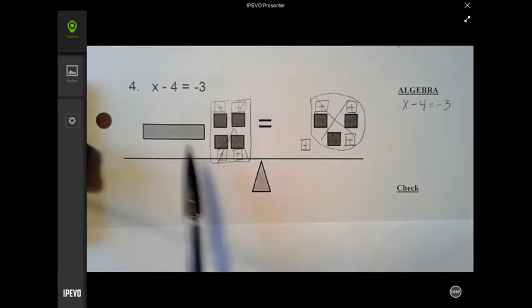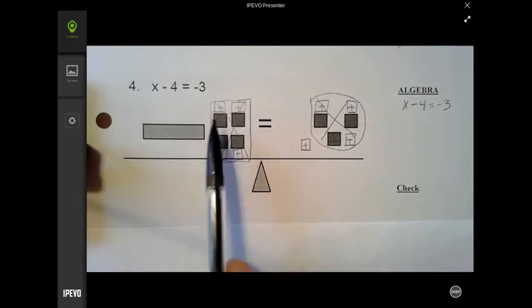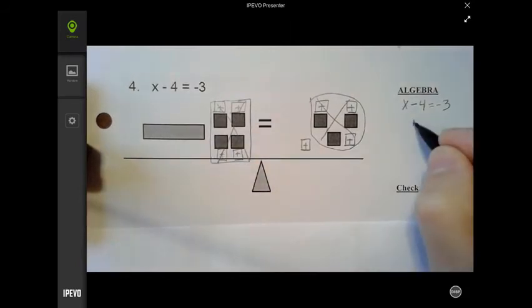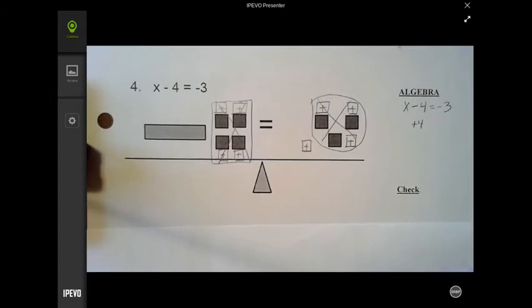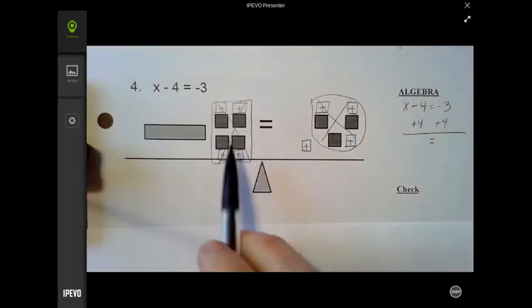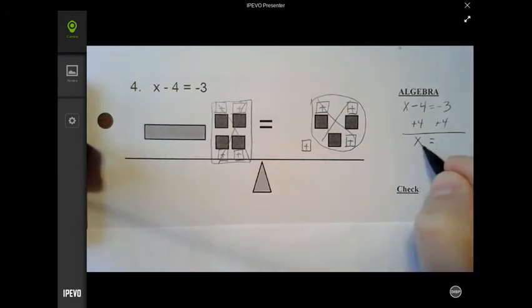And what we did to get this variable alone was add 4 positives on the left-hand side. We added 4 positives on the left. So then we added 4 positives on the right. And now when we do the math, on the left, the -4 plus 4 made the 0 pair, leaving us with the variable x.